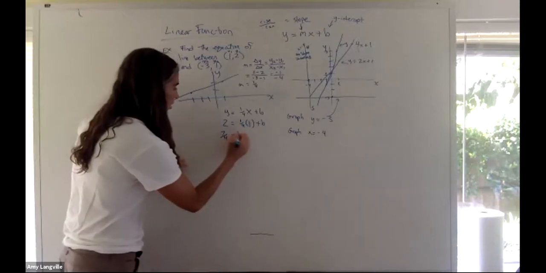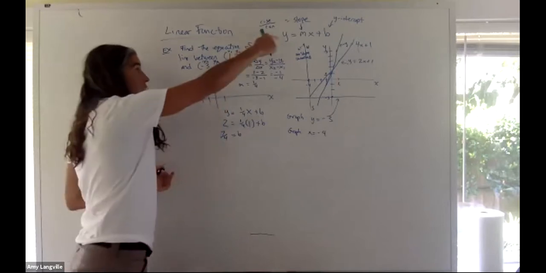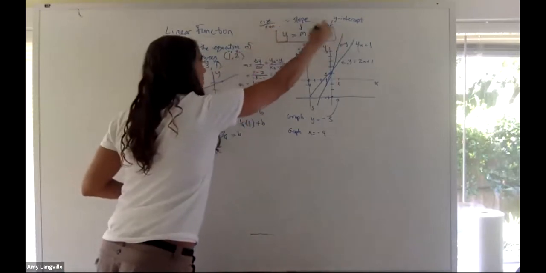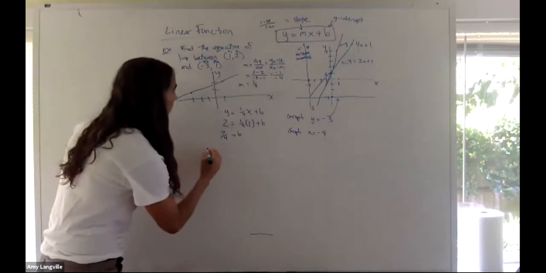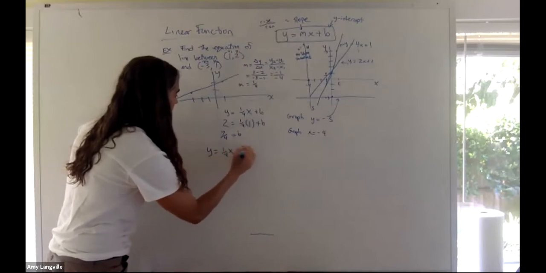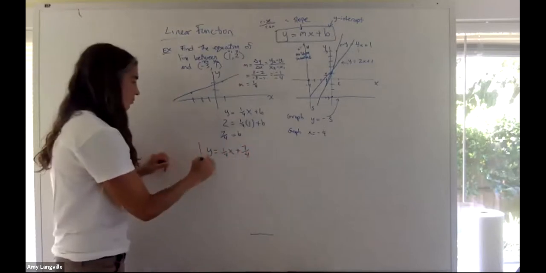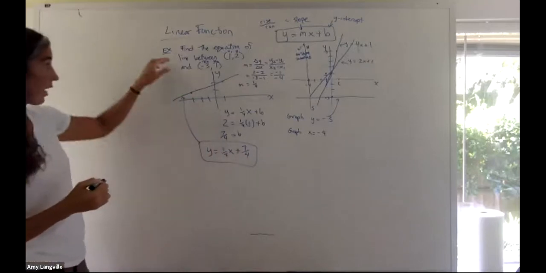7/4 is b. So now we have all the information to write it in y equals mx plus b form, our slope-intercept form, also called the general form of a line. And so we can say y is 1/4 x plus 7/4. That is the equation of the line, given those facts.